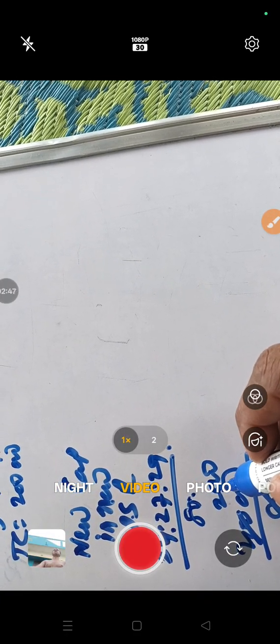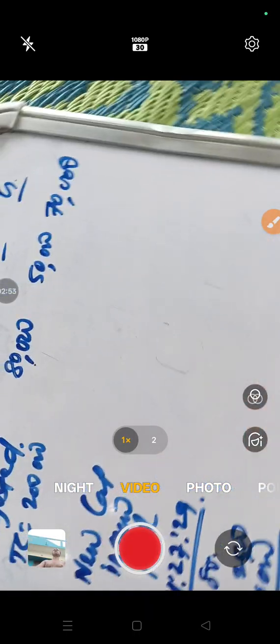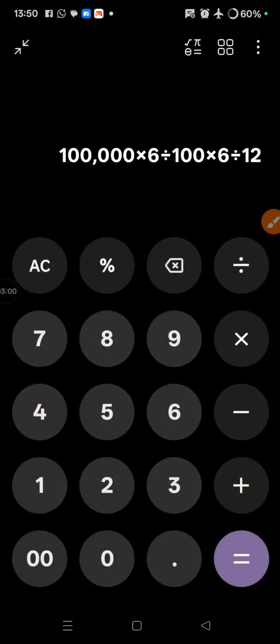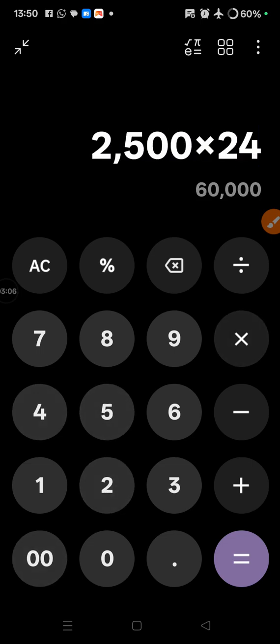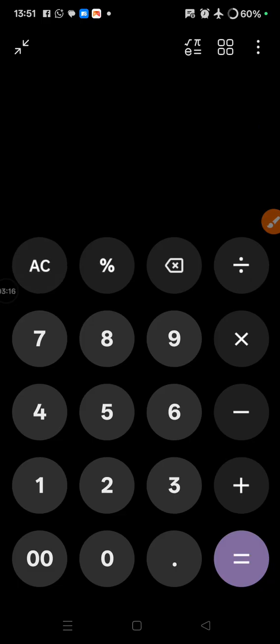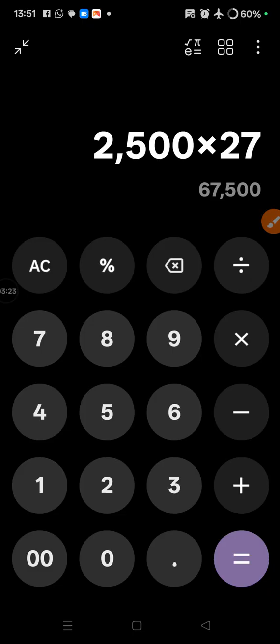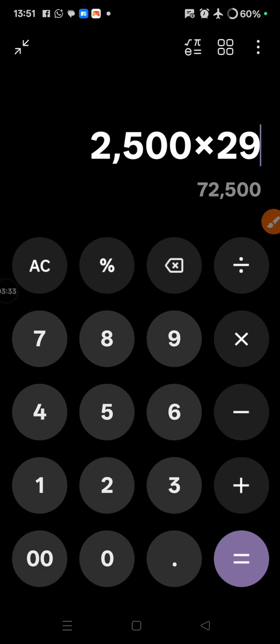Now 2,500 into 24. Let us go to the calculator. 2,500 into 24 is 60,000, the new capital of E. Once again, 2,500 into 27 is the new capital of F, and 2,500 into 29 is the capital of G.